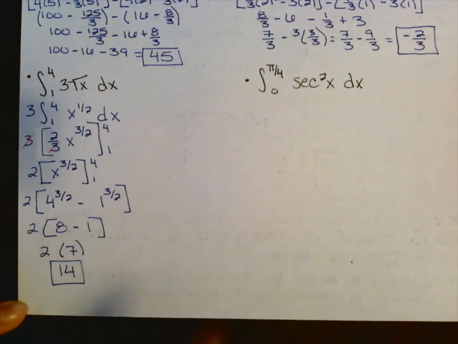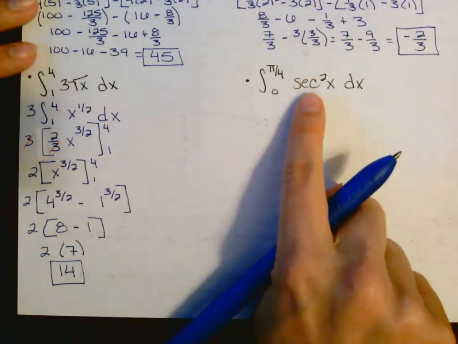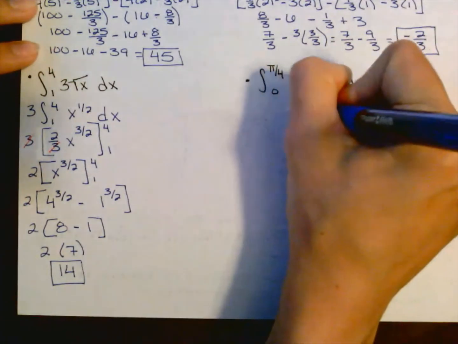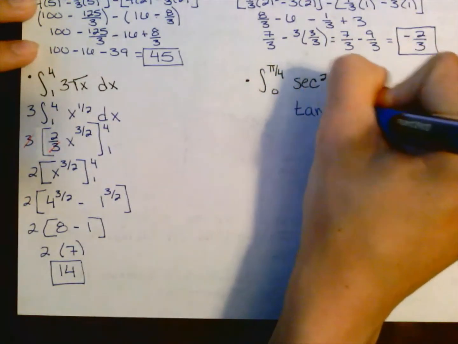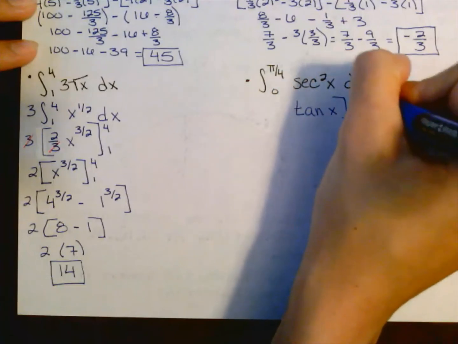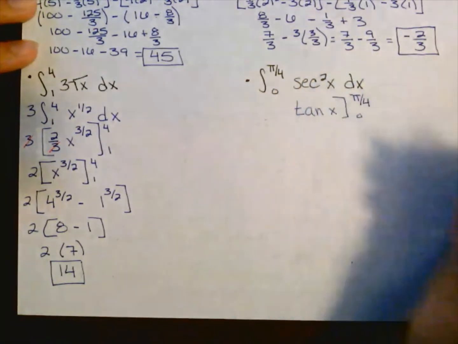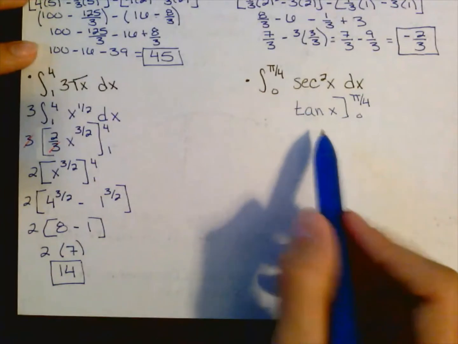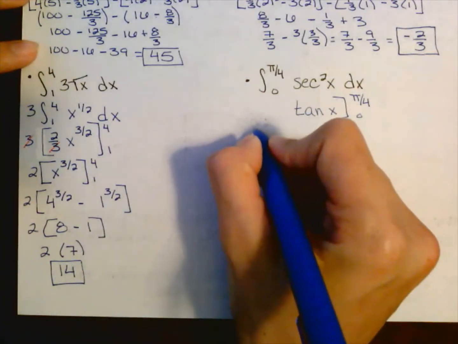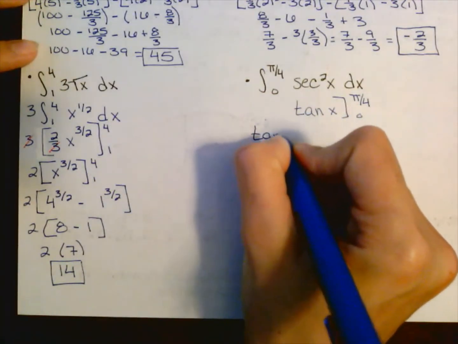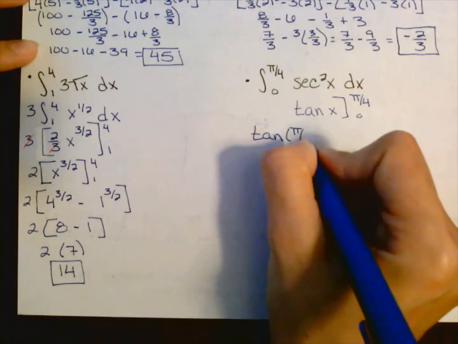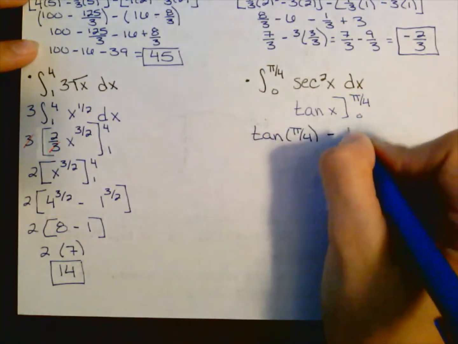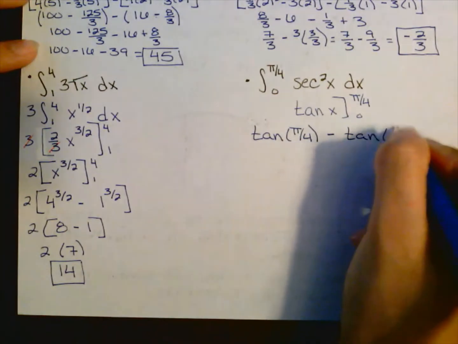Let's look at this next one. Antiderivative first. Antiderivative of secant squared is just tangent of x. Okay, I'm going from 0 to pi over 4. Okay, I did my first step. Second step is f of b minus f of a. So I have tangent of pi over 4 minus tangent of 0.